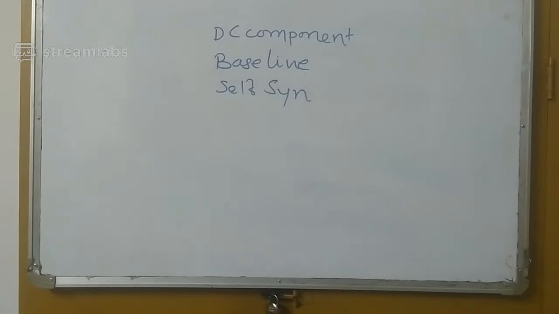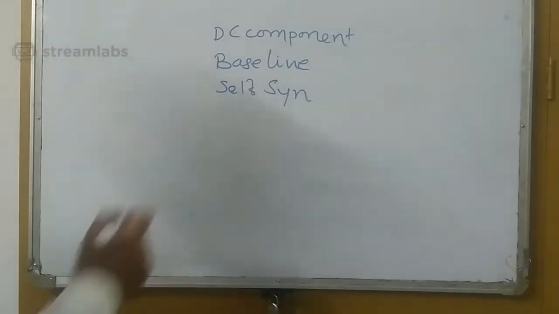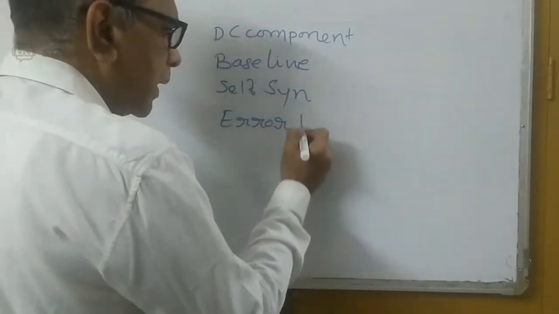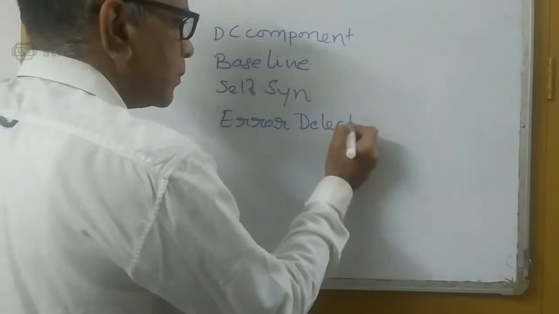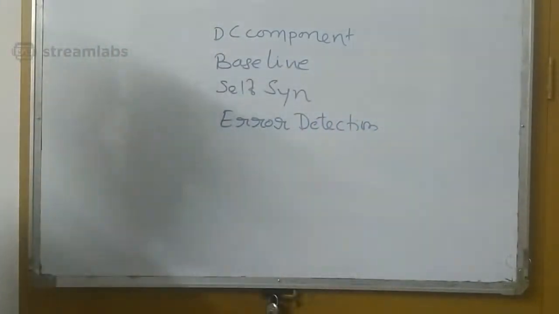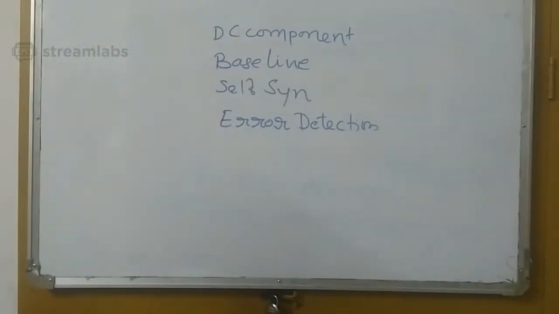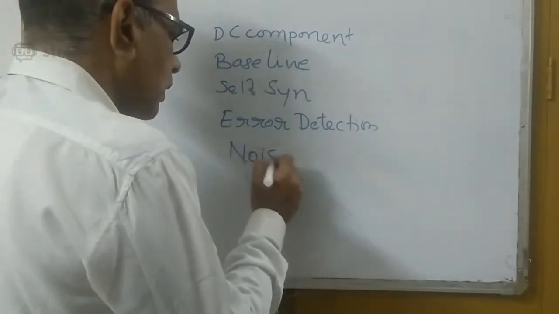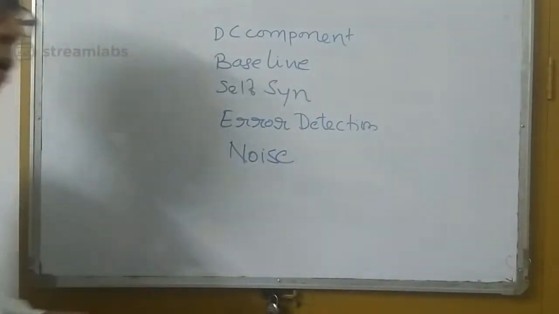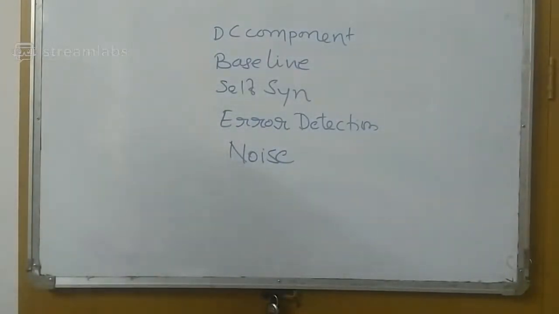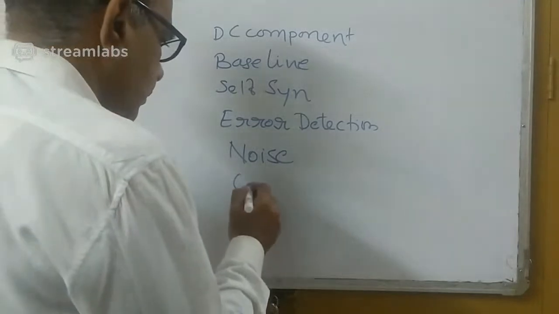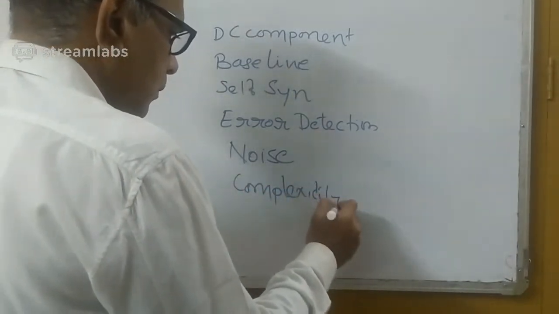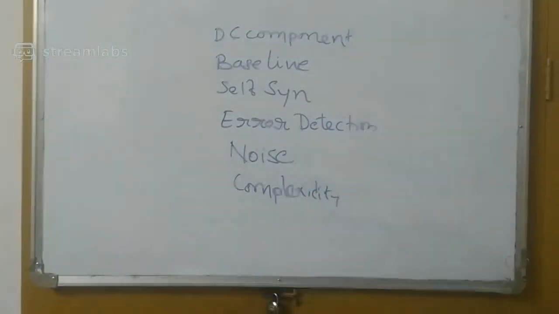Apart from that, there is the built-in error detection property. The next one is immunity to noise, how exactly it will deal with the noise. And the last one is complexity.